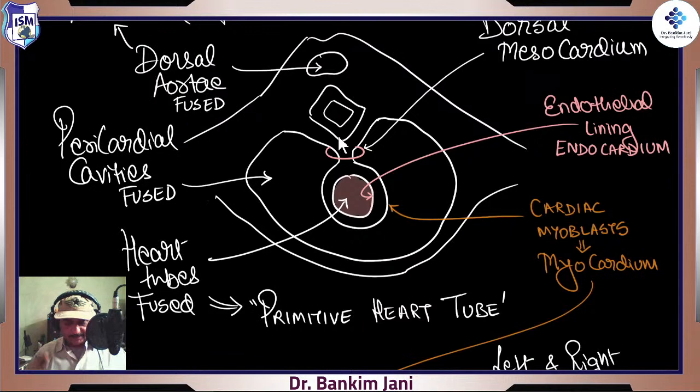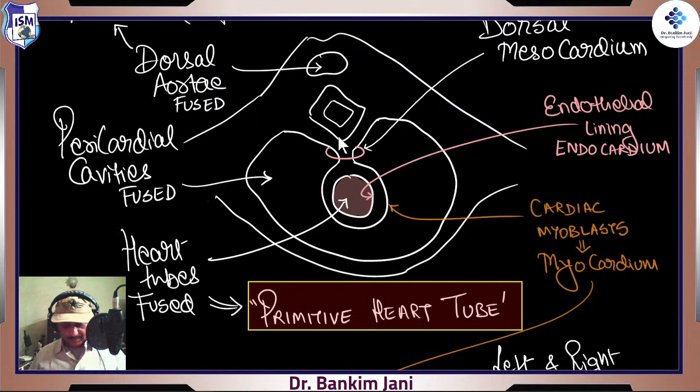And those heart tubes also form. And here is our first primitive heart tube. Primitive, right? It has no functions yet, but still it is heart. Inside is endothelium, so it is the endocardium. Outside are the myoblasts, which are the myocardium. These are the muscles, and the endocardium is inside. Okay, so the heart tube is formed. The endothelial lining, that is the endocardium, is also done.